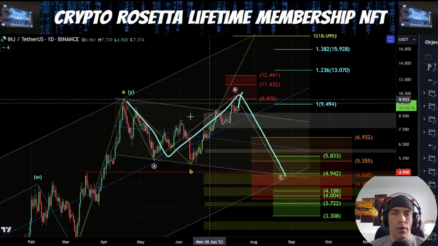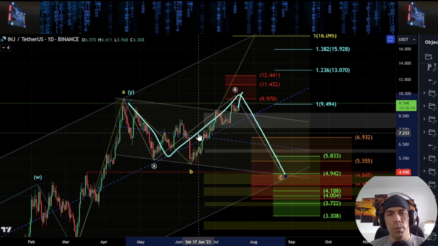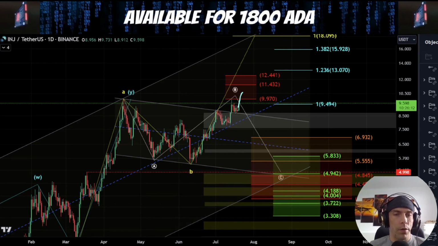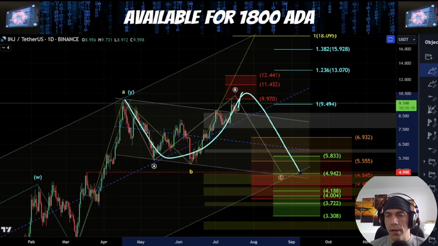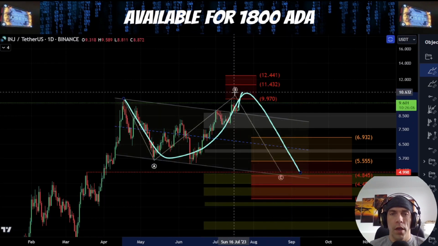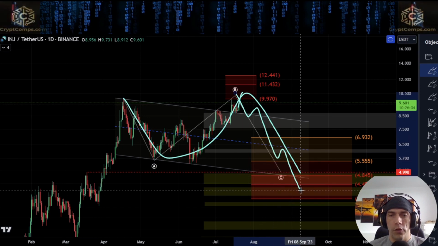So if we do see price move into this zone, possibly we could just see this as a bigger corrective move. So the key thing here is what we'd be looking for to happen if this is actually going to be a flat in this way would be that we want to see price develop a 5-wave structure to the downside.